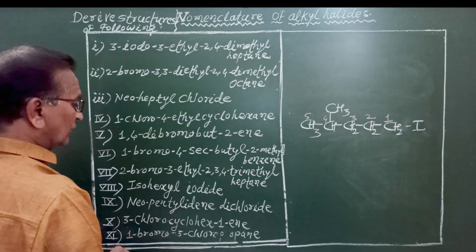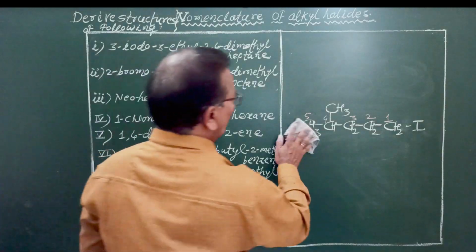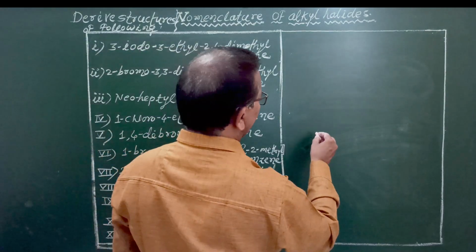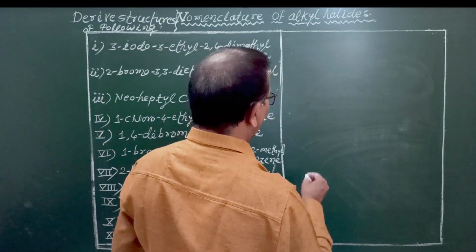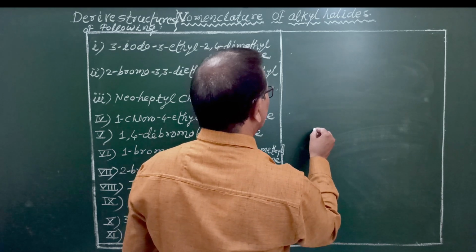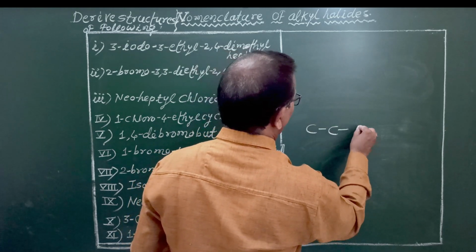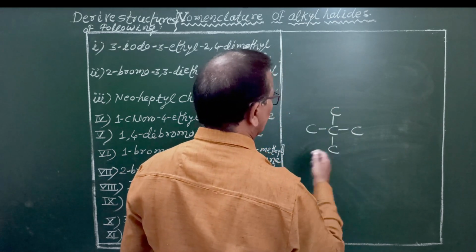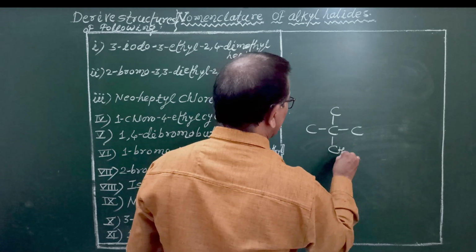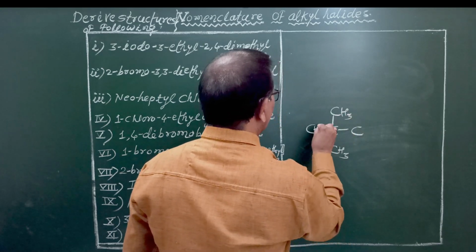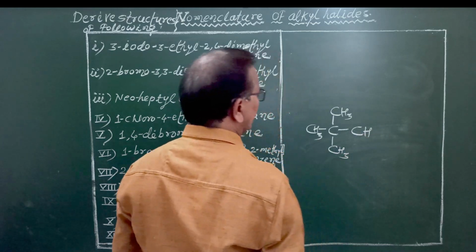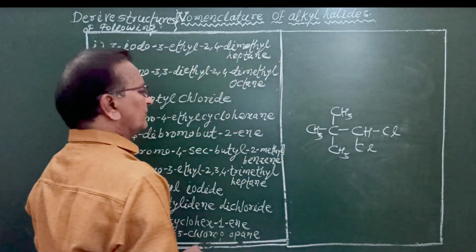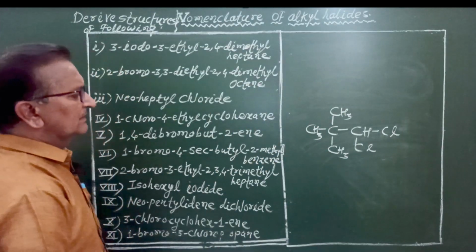Now what is the next one? Neopentylidene dichloride. Whenever the suffix is lidine, 2 halogen atoms are bonded to the same carbon atom. So in neopentylidene, the total number of carbon atoms is 5. But out of these 5, we have to write 2 carbon atoms in branches on the second last carbon atom, because this is a neo structure. CH3, CH3, here CH3. Here we will attach only 1 CH because to this carbon atom we have to attach 2 chlorine atoms. This is the structural formula for neopentylidene dichloride.